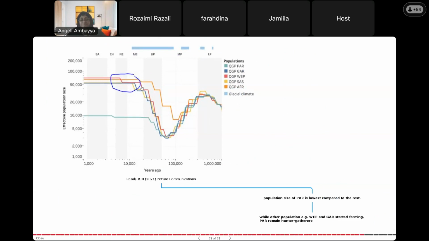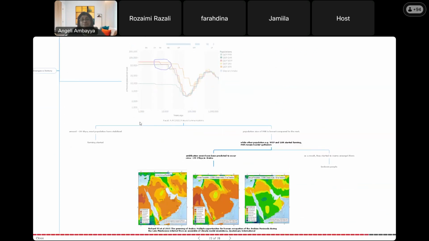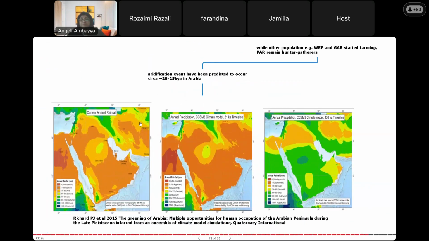What is happening here? We hypothesize the reason why in all other populations the number increased while the PA got stagnant is because the rest became farmers, while the PA remained as hunter-gatherers. So let's look again at the paleoclimate.